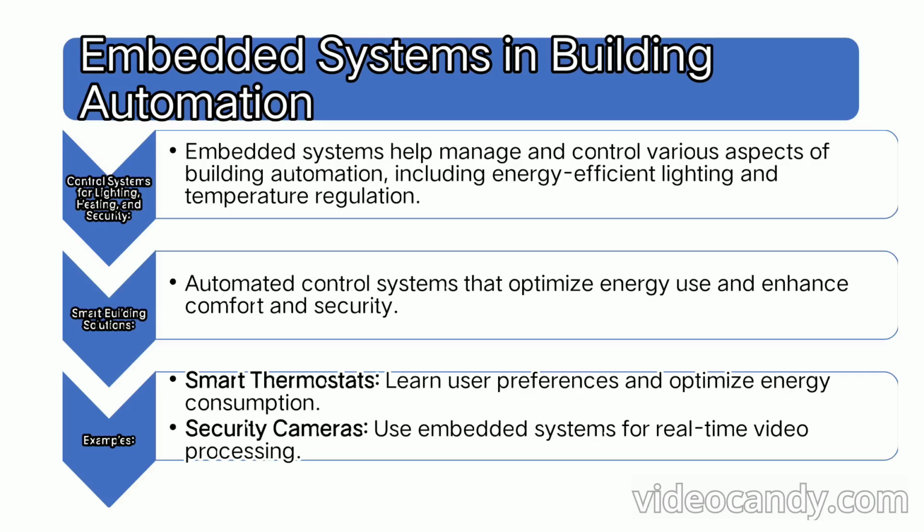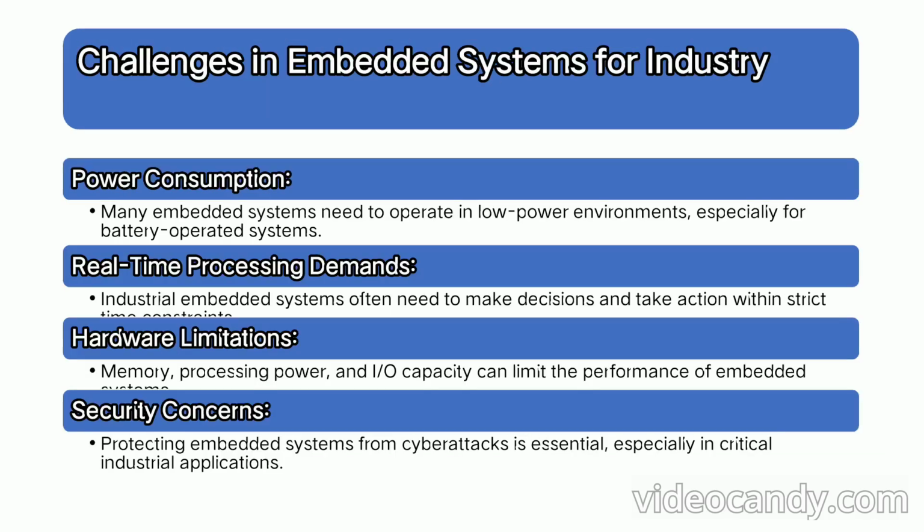Embedded systems in building automation. In building automation, systems control lighting, heating, and security. In smart building solutions, automated control systems optimize energy use and enhance comfort and security, like smart thermostats and security cameras.